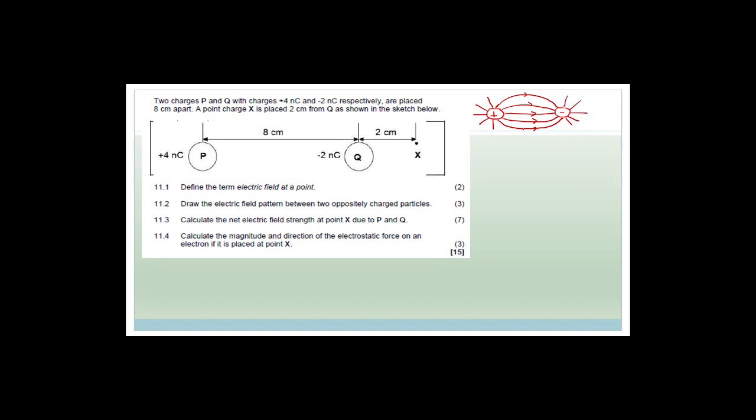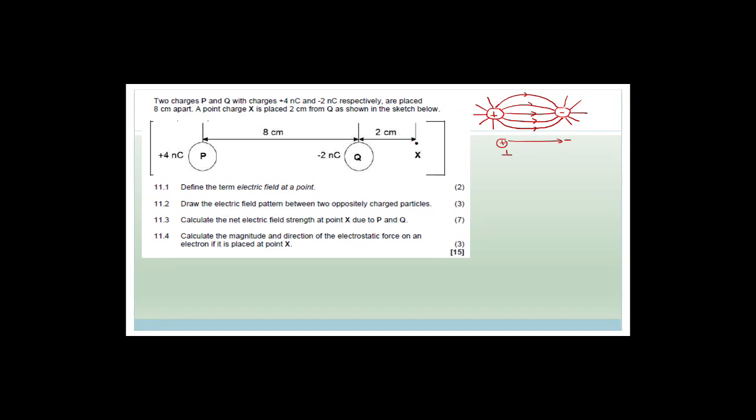So there are a couple of things that you need to get in where you'd get your marks. One is that you're showing that it's traveling from the positive to the negative. Secondly, you're showing that the rays are at 90 degrees to the surface. And the third mark is for the shape of the actual pattern that you're showing, that it actually bends towards.